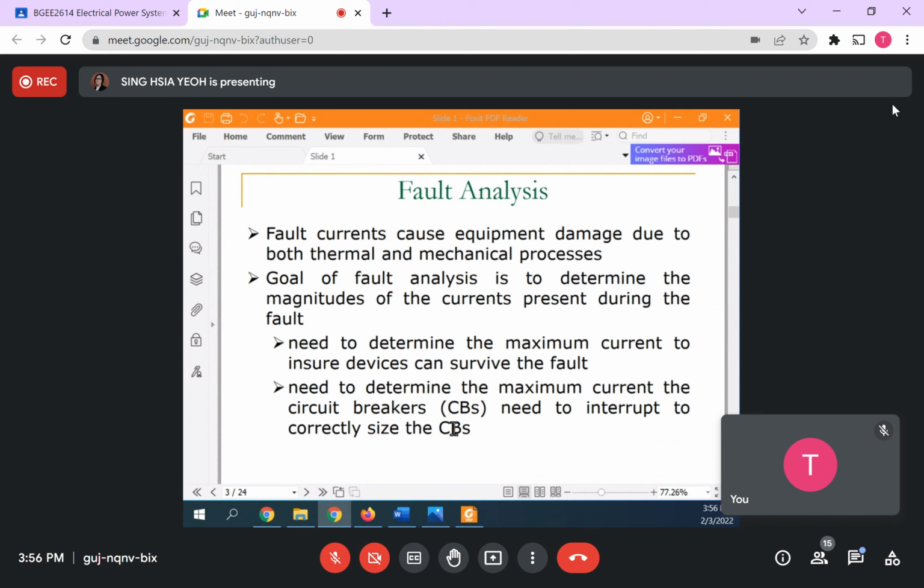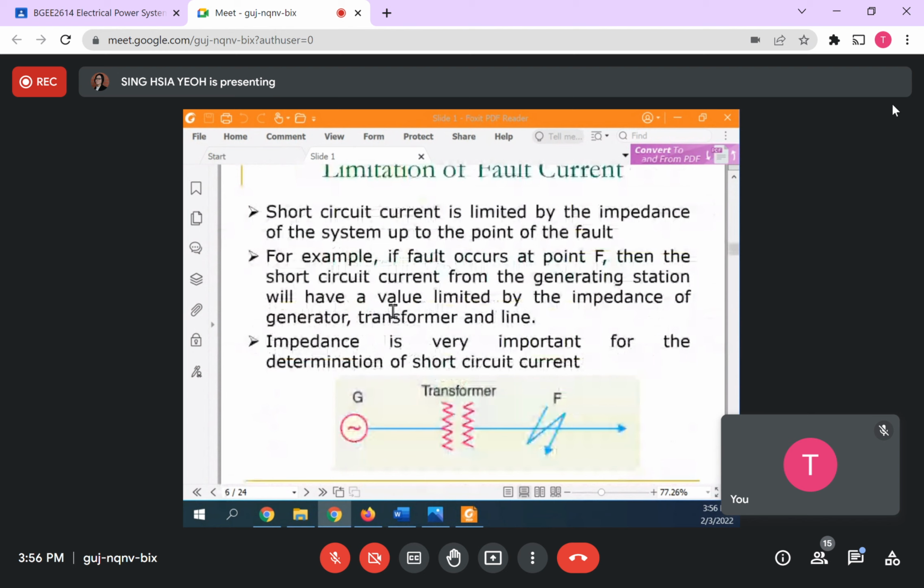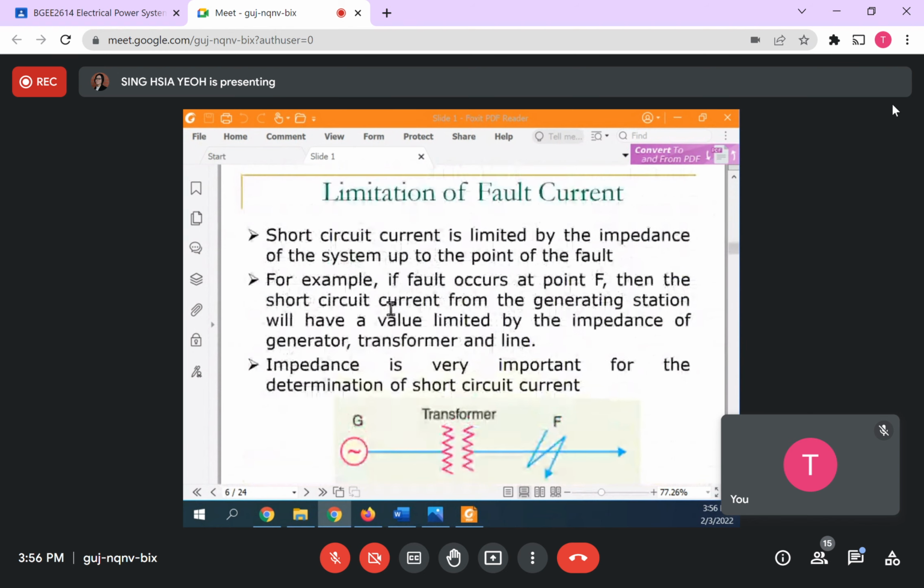So how do you determine the correct size? You need to know fault analysis. You need to do the calculations and see, this is the maximum fault current that will flow through. Then what is my circuit breaker size in order to trip the current? So this is symmetrical fault. Limitation of fault current: short circuit current is limited by the impedance of the system. So the impedance diagram is important, because in order to calculate the short circuit current, you need to know the impedance diagram up to the point of the fault.